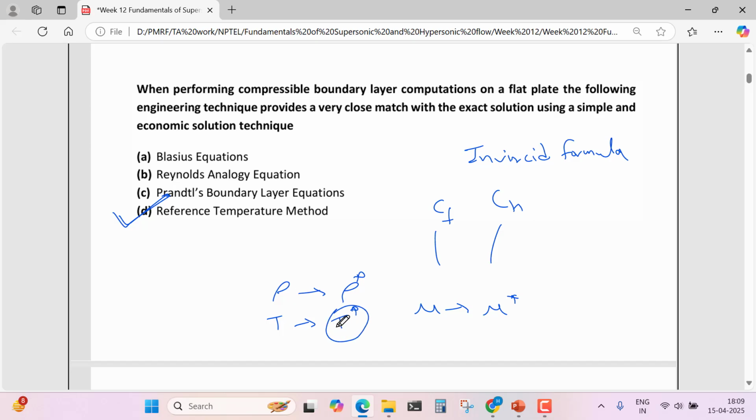This T star is the reference temperature, which is present at some point in the boundary layer. This point can be anywhere, and at this temperature we calculate the density and viscosity, which are given by rho star and mu star. Then if you check, you will find that these results are very near to the viscous solution. They are slightly lower, but that error is very low. That's why we use the reference temperature method.